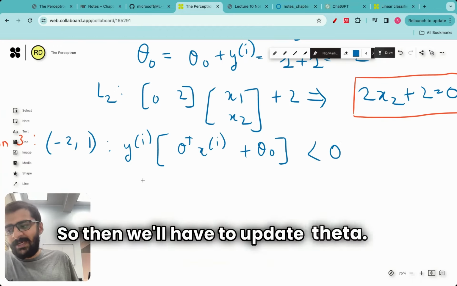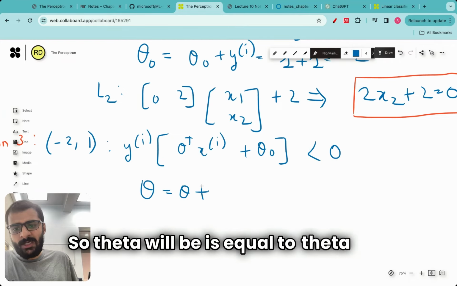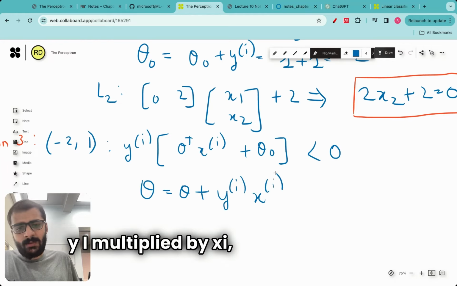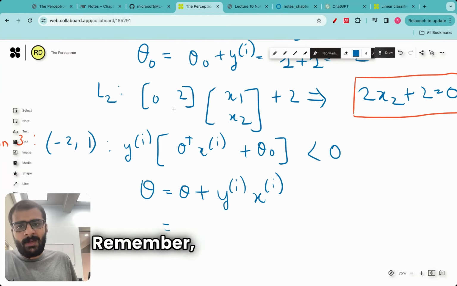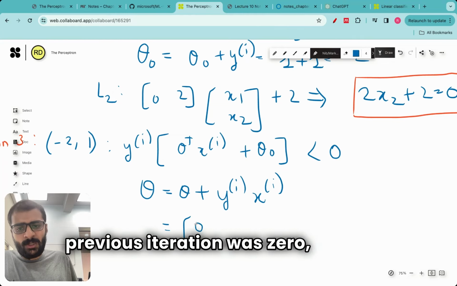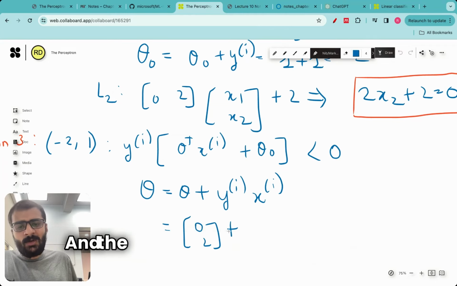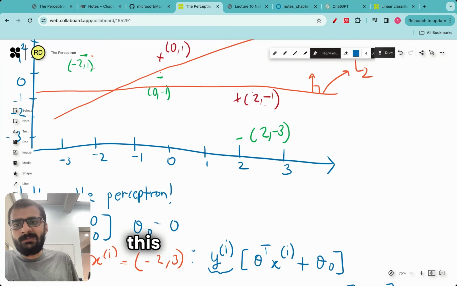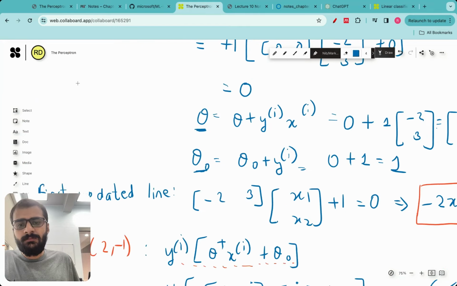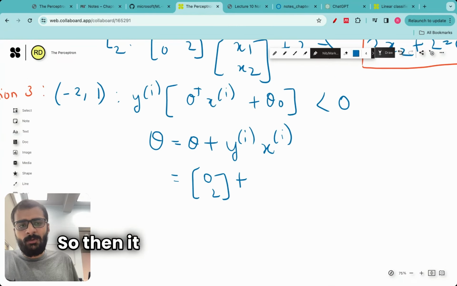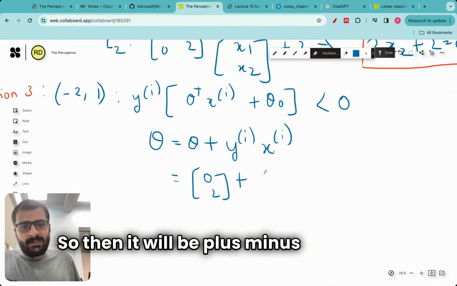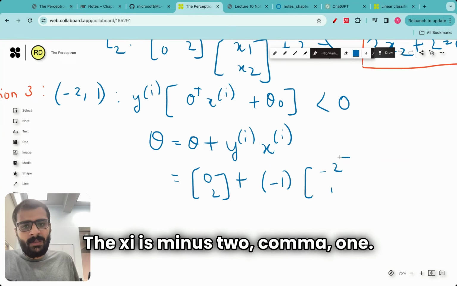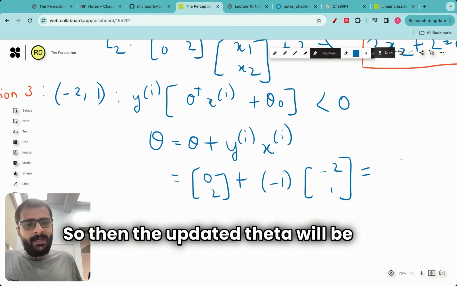So then we'll have to update theta and theta naught. So theta is equal to theta plus yi multiplied by xi. Remember, our old theta in the previous iteration was 0, 2, plus, and the yi for this point is minus 1, because the true value for this point is minus 1. So then it will be plus minus 1 into xi. The xi is minus 2 comma 1. So then the updated theta will be 2 comma 1.